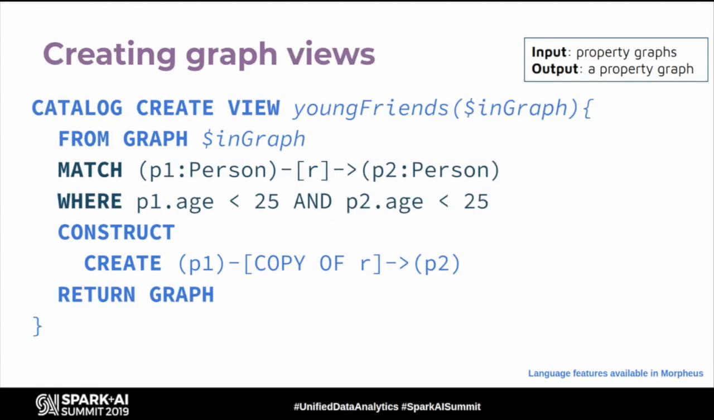It's also possible to create graph views with Cypher 10, which means you can basically create a function where the input is always a graph, and then the body, basically the statement within that function, is being executed on the input graph. So here, for example, we create a view called young friends, and the inner query, the nested statement, selects persons that are connected to each other, and both of those persons are below 25 years old. And then we construct a new graph and return that as a result of that view.